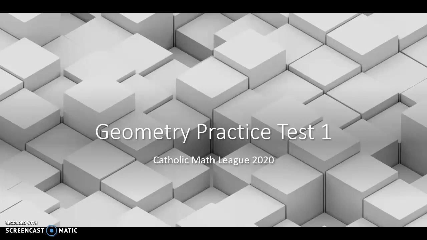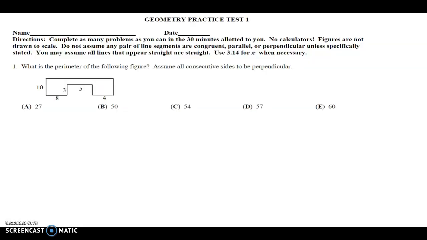Okay, let's get started by reading the directions on the first page. Our directions say, complete as many problems as you can in the 30 minutes allotted to you. You'll have scratch paper that you could work on in addition to the questions for the test, but all of your answers will be shaded into a multiple choice answer sheet. No calculators are allowed. And for our geometry problems, they tell us that figures are not drawn to scale.